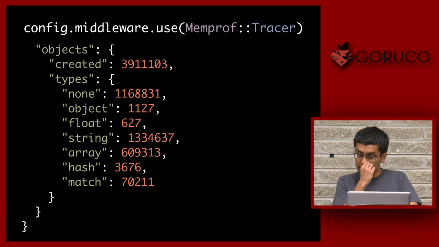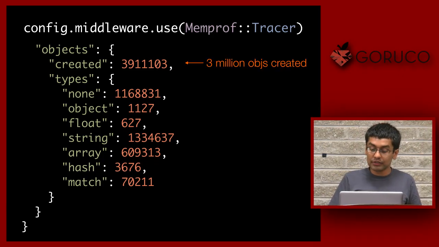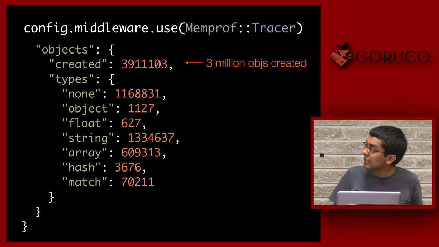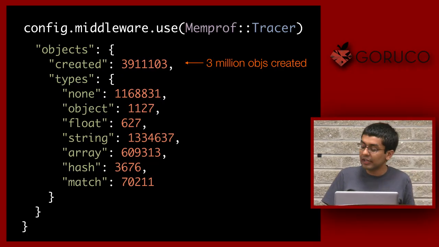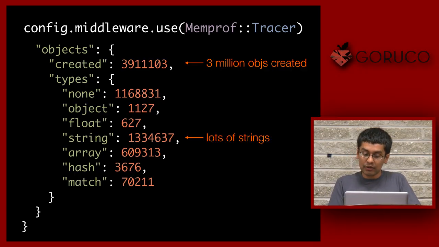In addition to GC, we also record the number of objects created and a breakdown of what types of objects were created. You'll notice this one was particularly heavy. It created almost 4 million objects, which is one of the reasons that garbage collection ended up happening 8 times. And then you'll see a breakdown.